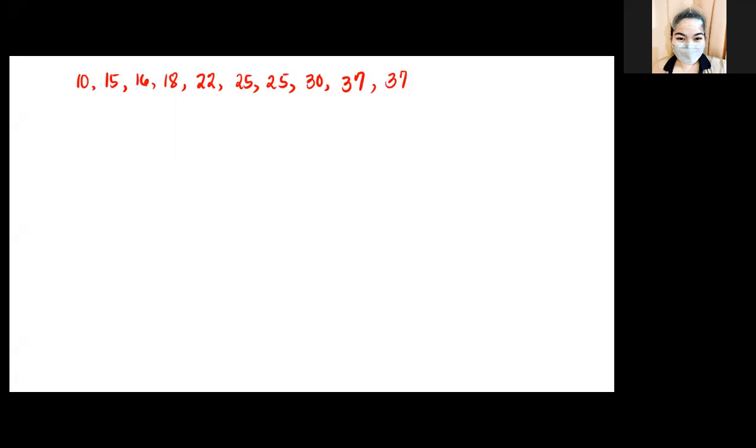So what are we going to do? Of course, we have to follow the steps. What are our steps? We have 3 steps here. First is we have to arrange the data. And since it is already arranged, we are done with step number 1. Number 2 is you have to locate.